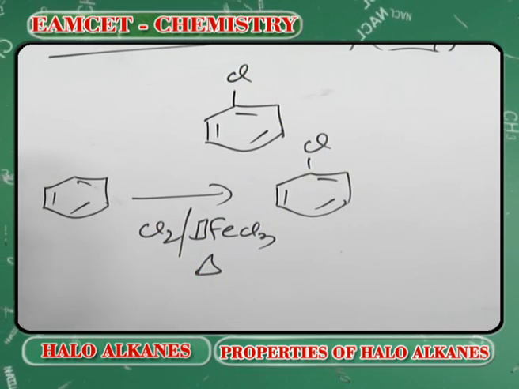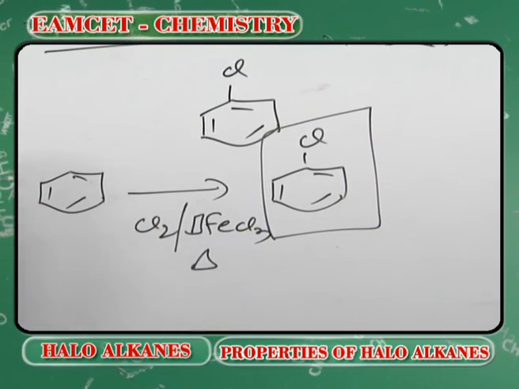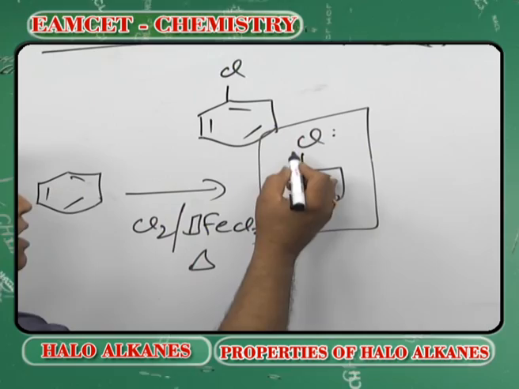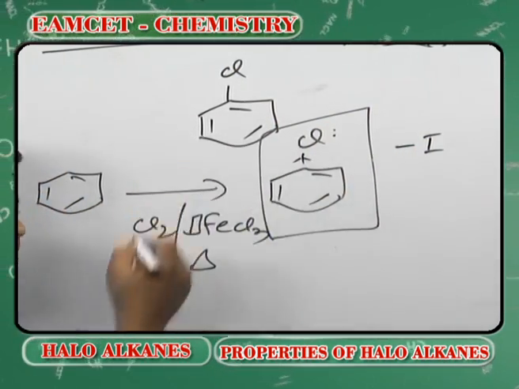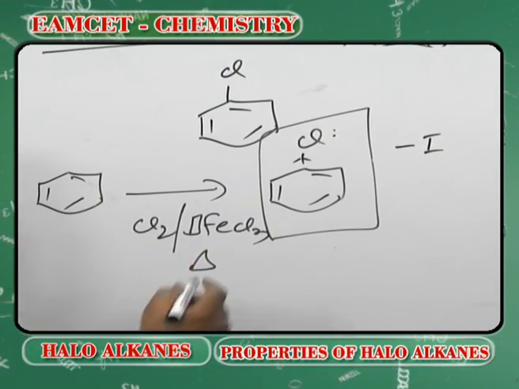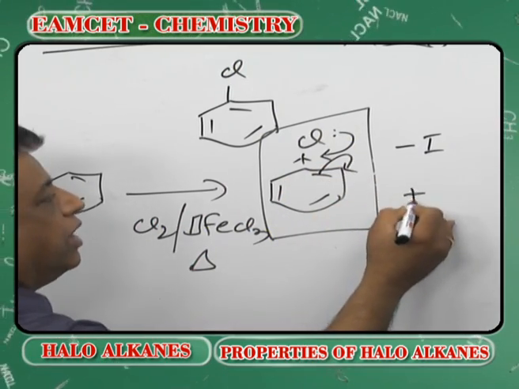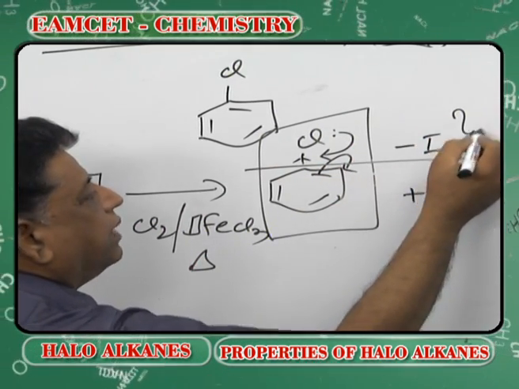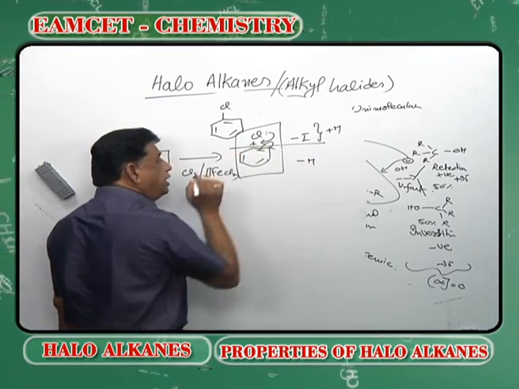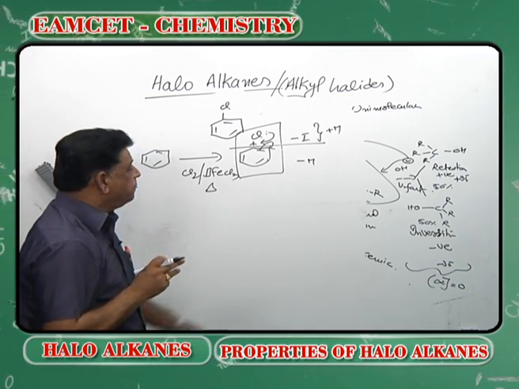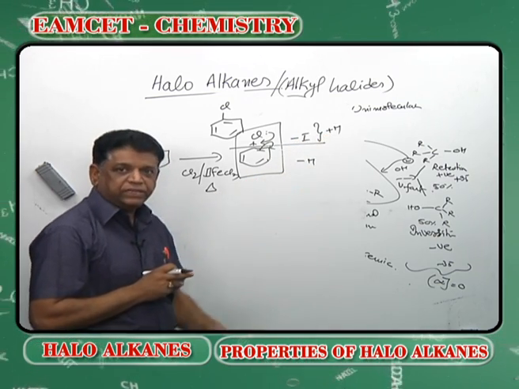Now, the influence of this halogen is especially mentioned in the EAMCET syllabus. Under the influence of the Cl, what are the influences? Cl will have a minus I effect. Through the sigma bond, it is inducing electrons. Over the pi system, it is donating a pair and showing resonance. Therefore, this group is known as a plus M group. So chlorine is showing simultaneously two effects. One is minus I, the other one is plus M, which are opposing features.